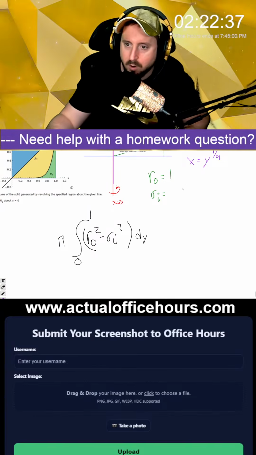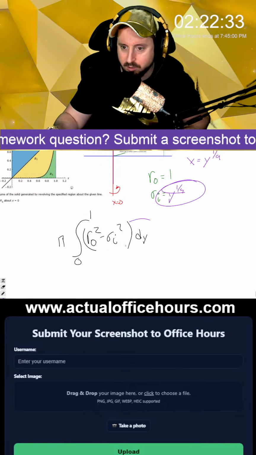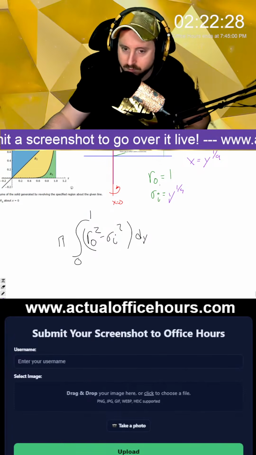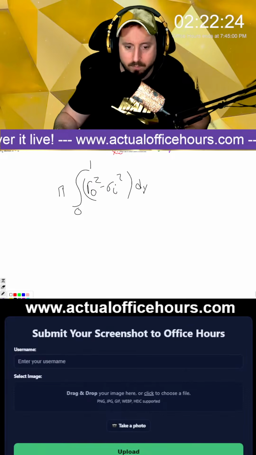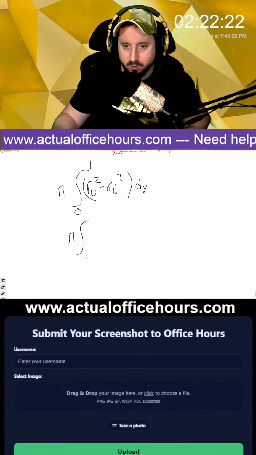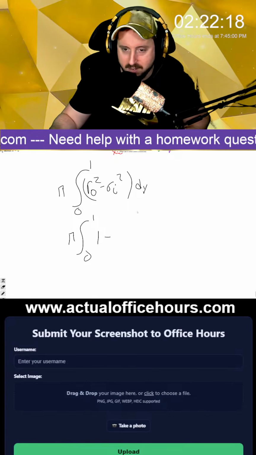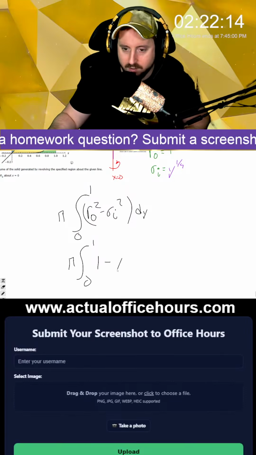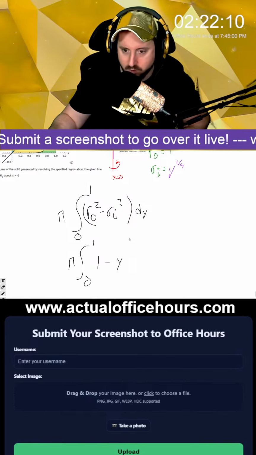Okay. So our inner is y to the 1/9. And this makes sense because, look, do you see how I'm dealing with dy here? I want to make sure all of my r's are just in terms of y's. So the final thing is pi integral 0 to 1, R outer is 1, minus this squared. So that's y to the 1/9 squared, which is y to the 2/9.